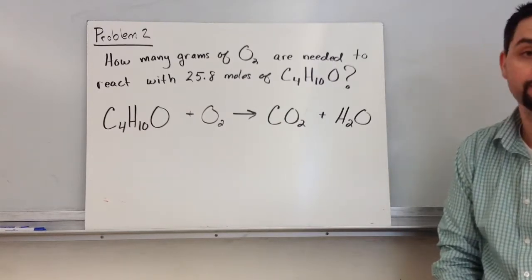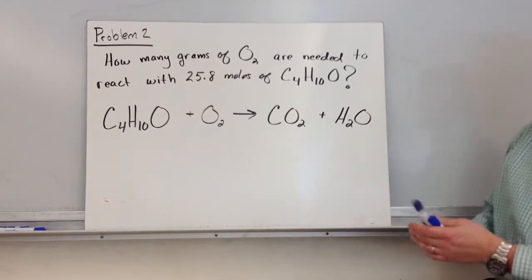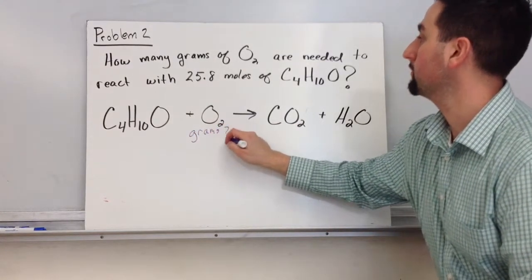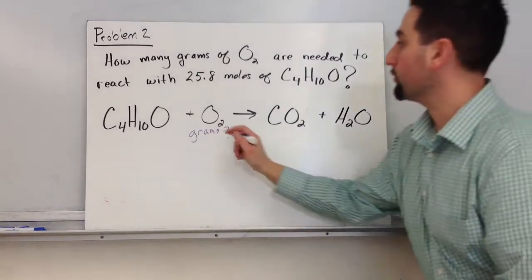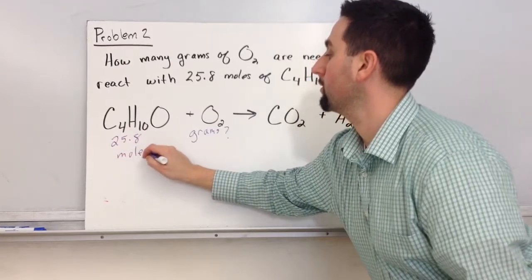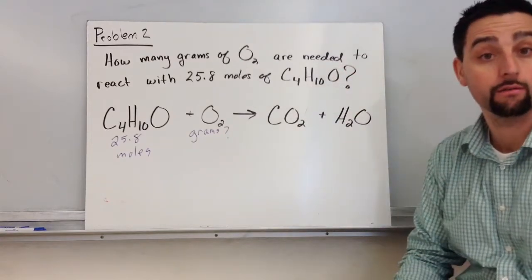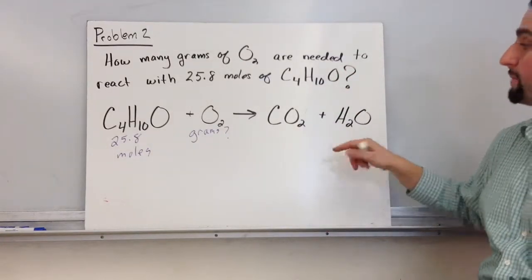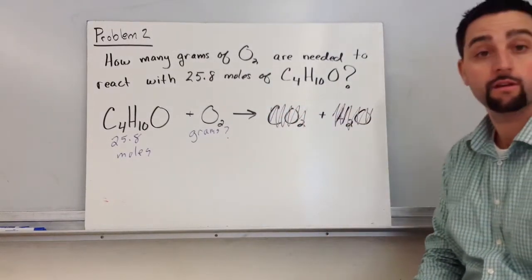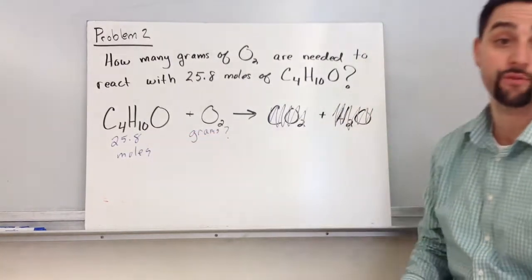Okay, let's see how you did here. As always, you want to balance this equation. How many grams of O2, which is a reactant, are needed to react with 25.8 moles of our second reactant? They mention nothing about product here. They never mention CO2, nor do they mention water. So I'm not even looking at these two substances. We just want to know how much O2 is needed to react with our first reactant.